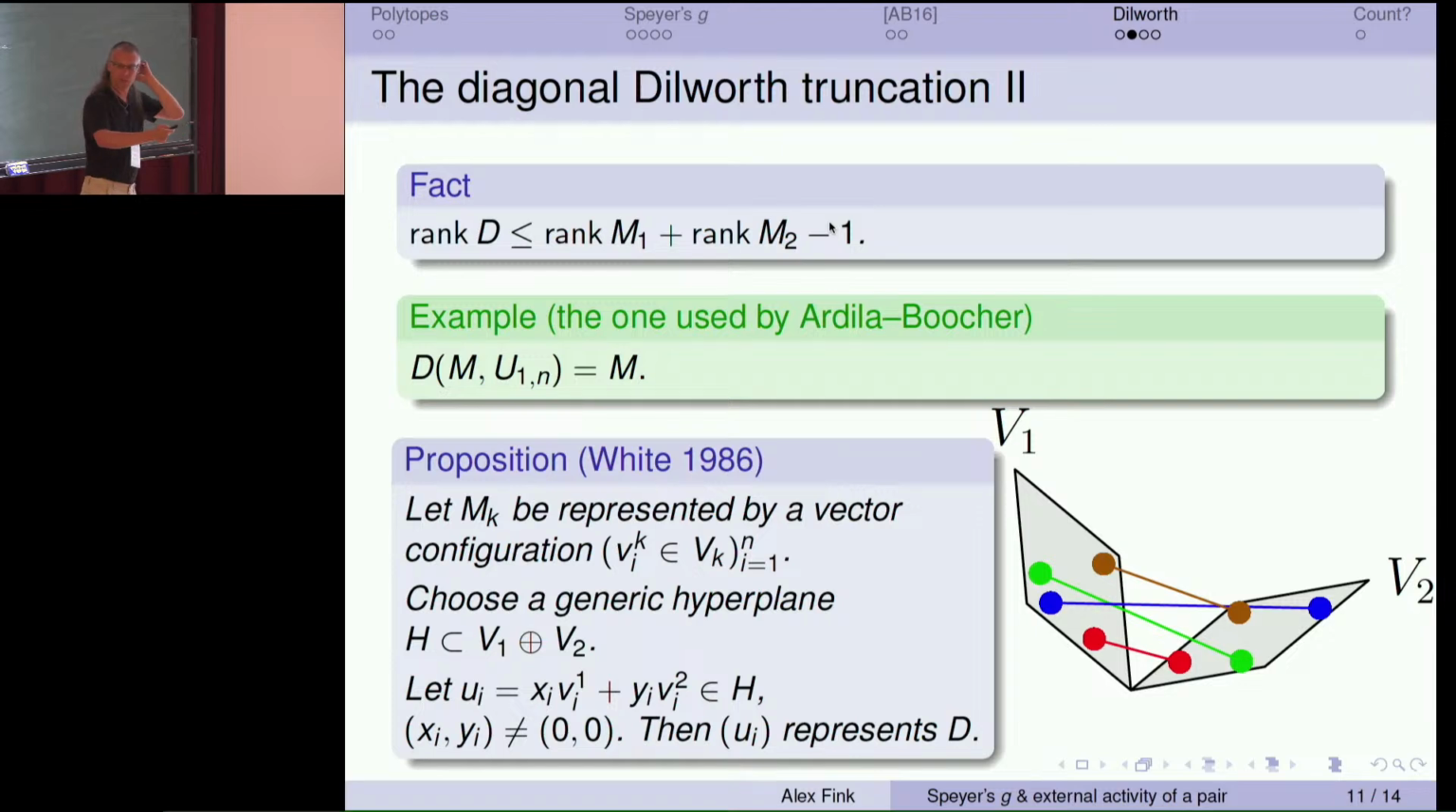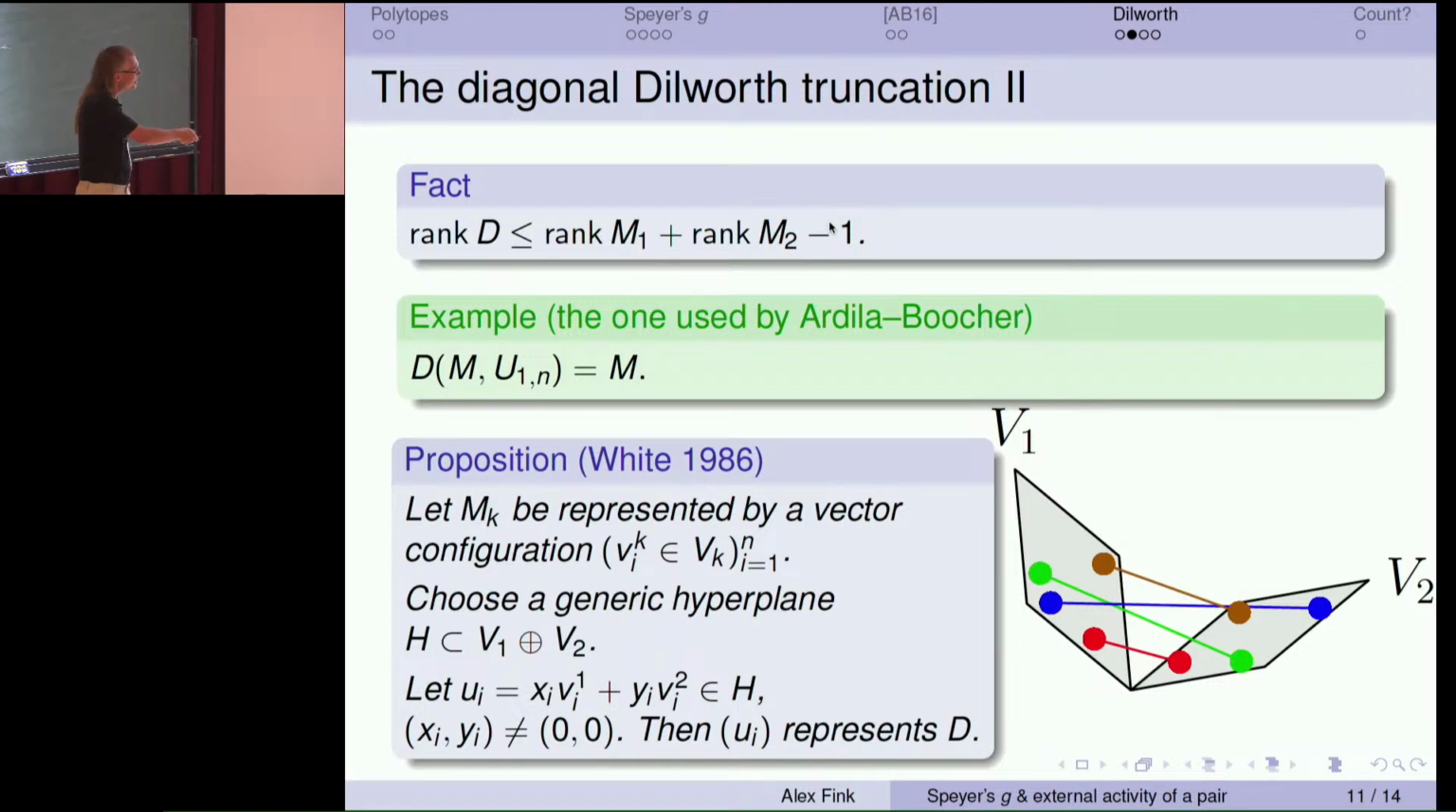Dilworth was interested in the problem of taking a geometric lattice, removing the atoms, and turning the rest back into a geometric lattice so that the new atoms were rank 2 things, spans of 2 points in the original. And so the diagonal Dilworth truncation is a case of this, sort of represented by the bottom construction.